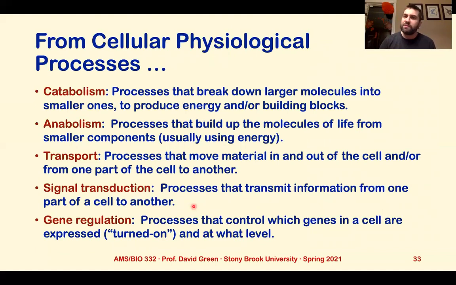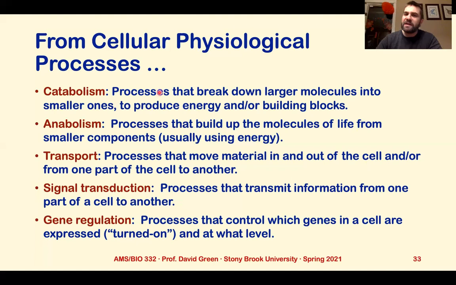Now, cellular physiology can be broken down into various types of processes. It's not necessary to really memorize all of these terms, but it's good to become familiar with them, learn to recognize them at least in context. We discuss catabolism and anabolism. Together, catabolism and anabolism make up generally what we call metabolism, the processes that build up and break down molecules and convert them to energy.